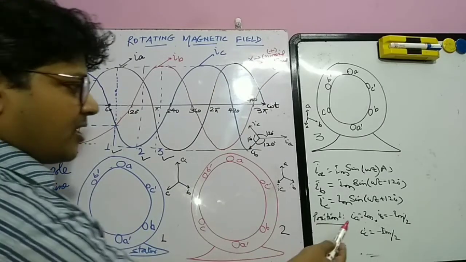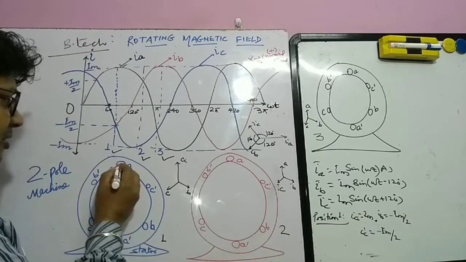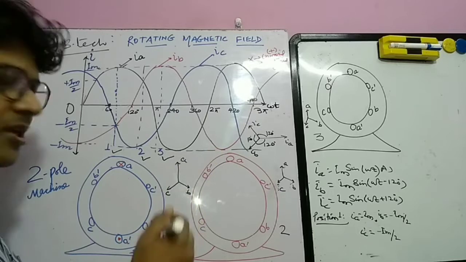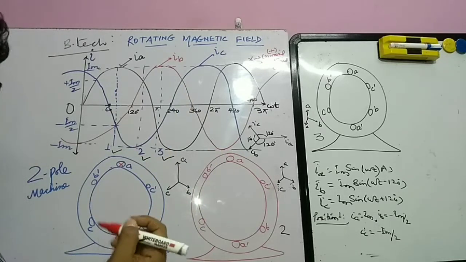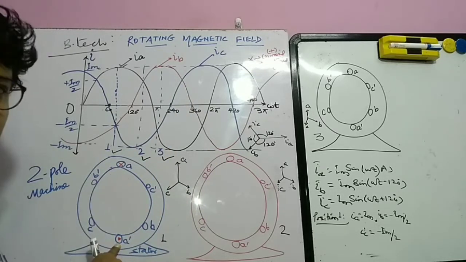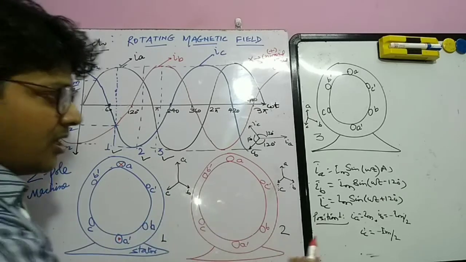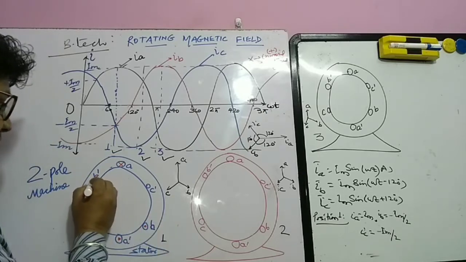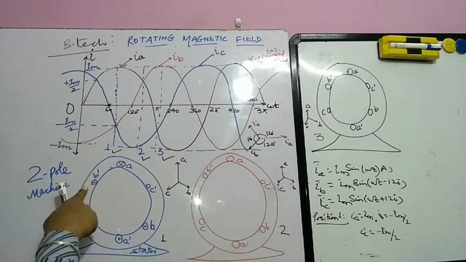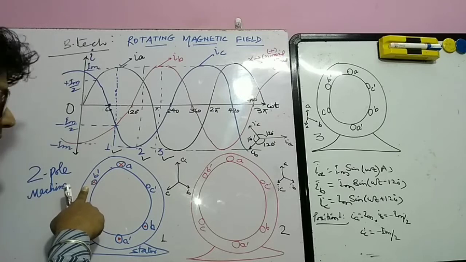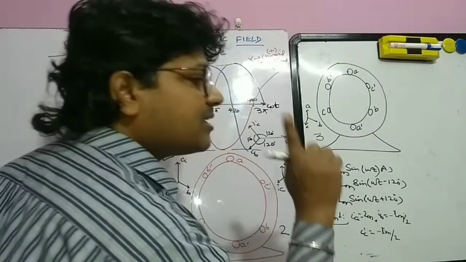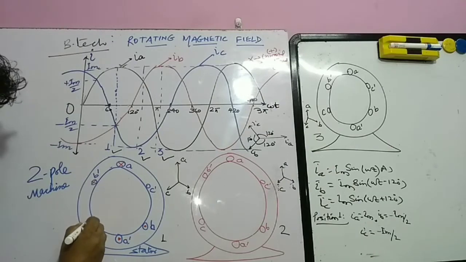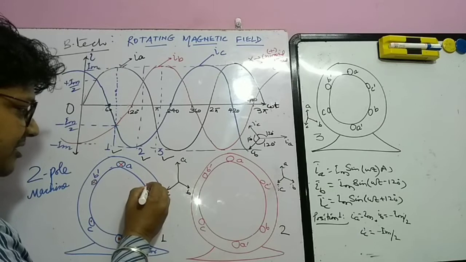At position 1, IA is positive Im. If current is entering at A, it will be leaving at A dash, so A is positive and A dash is negative. IB is minus Im by 2, so what will B dash be? B dash will have the opposite sign, so this will be a cross. IC, the C phase, is negative, so what will this be? C dash is positive.